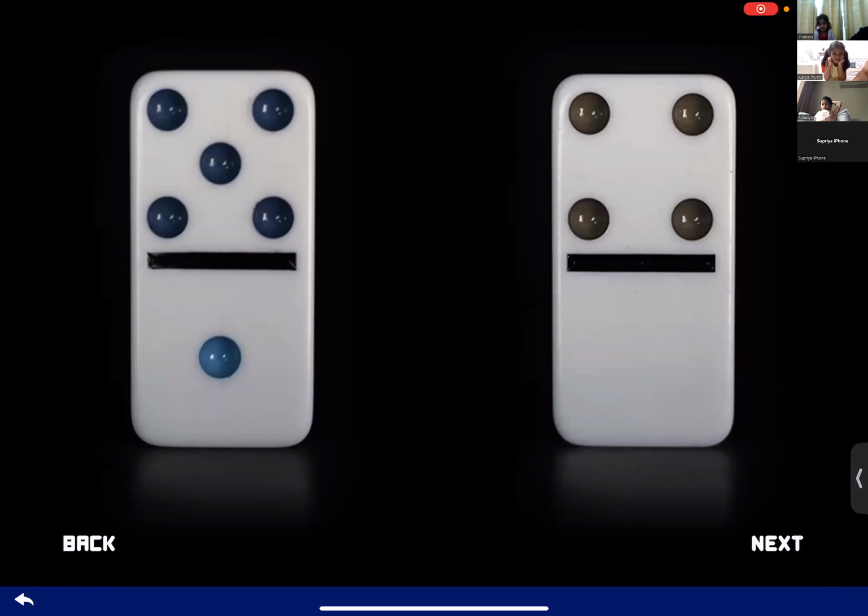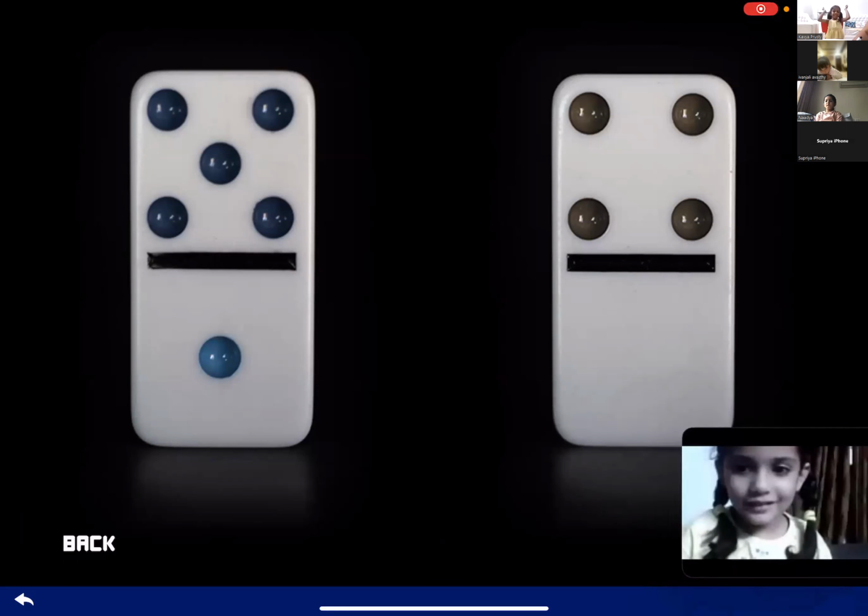Now see, count the dots quickly. 1, 2, 3, 4, 5. You know the sequence. You know that there are 5 dots there. 5 and 1, 6. 6 and 4 is? 10. No counting on fingers. Perfect.